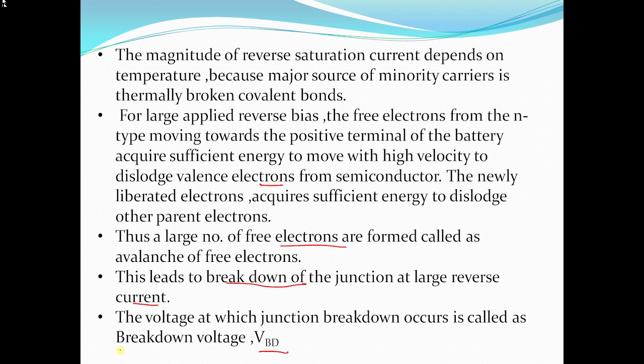So this is about forward bias and reverse bias. These are the different biasing conditions in a PN junction diode. Thank you.